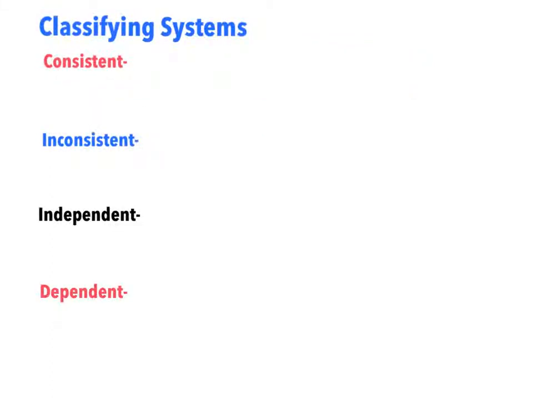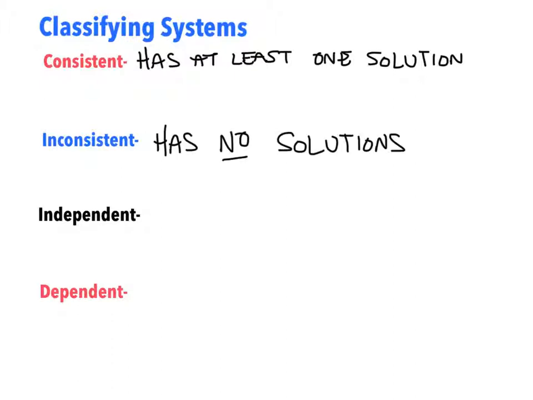Okay, so now that we see that the intersection of these lines is the solution, let's dig a little bit deeper in classifying these. First is, what makes a system consistent? A consistent system has at least one solution. So if a consistent system has at least one solution, an inconsistent system must have no solutions.